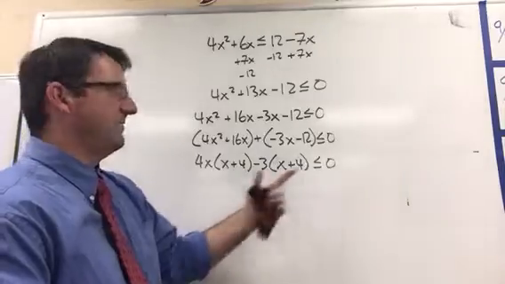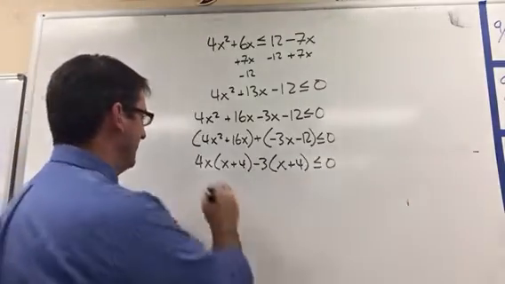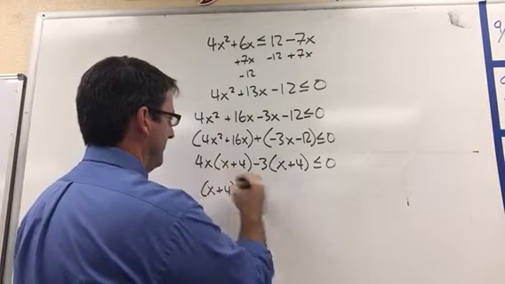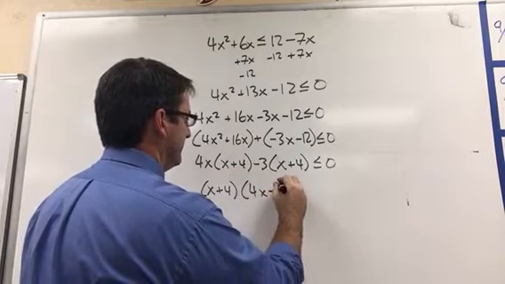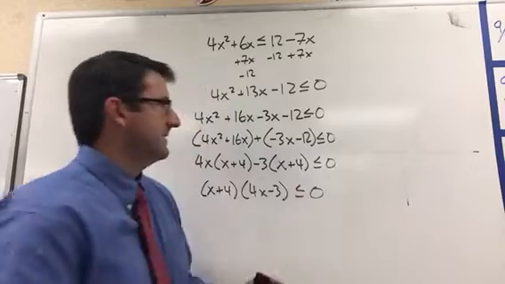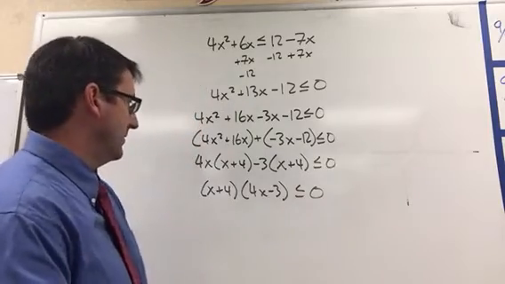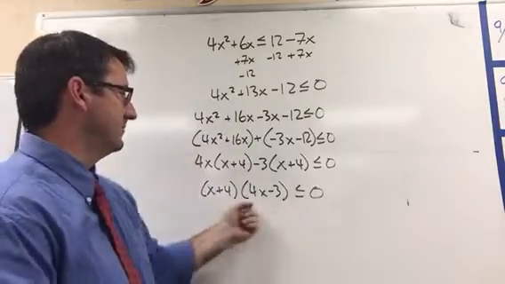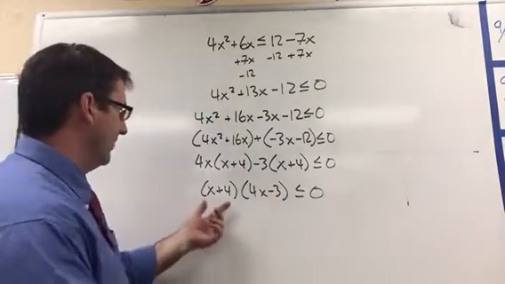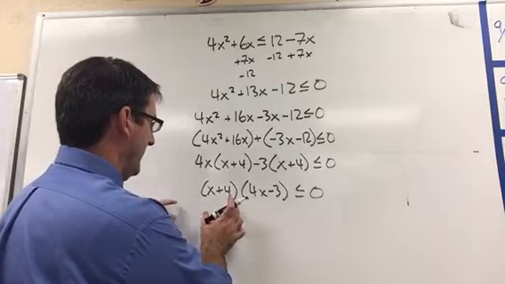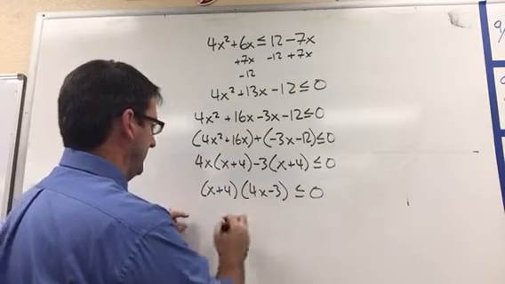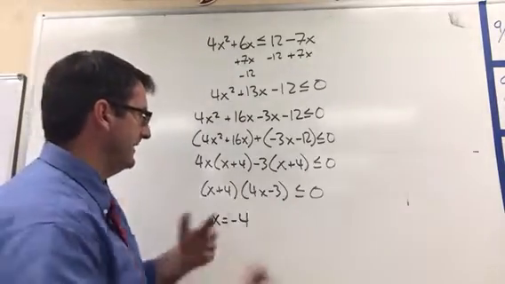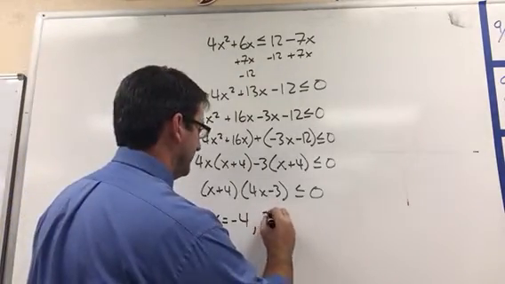And now we've got a common factor in both terms of x plus 4. So let's factor that out. And we're left with 4x minus 3, and that's less than or equal to 0. So the zeros of this function, the places where the graph of this function would cross the x-axis, are going to be, if x plus 4 is 0, then x is negative 4. If 4x minus 3 is equal to 0, then x is positive 3/4.